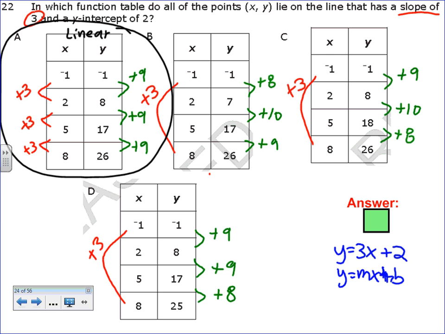So that means that this table is the only one that's linear. In addition to that, slope is change in y over change in x. So change in y is 9 over 3, which is 3. So my slope is 3. So the answer to this problem is A. You didn't even have to check your y-intercept.